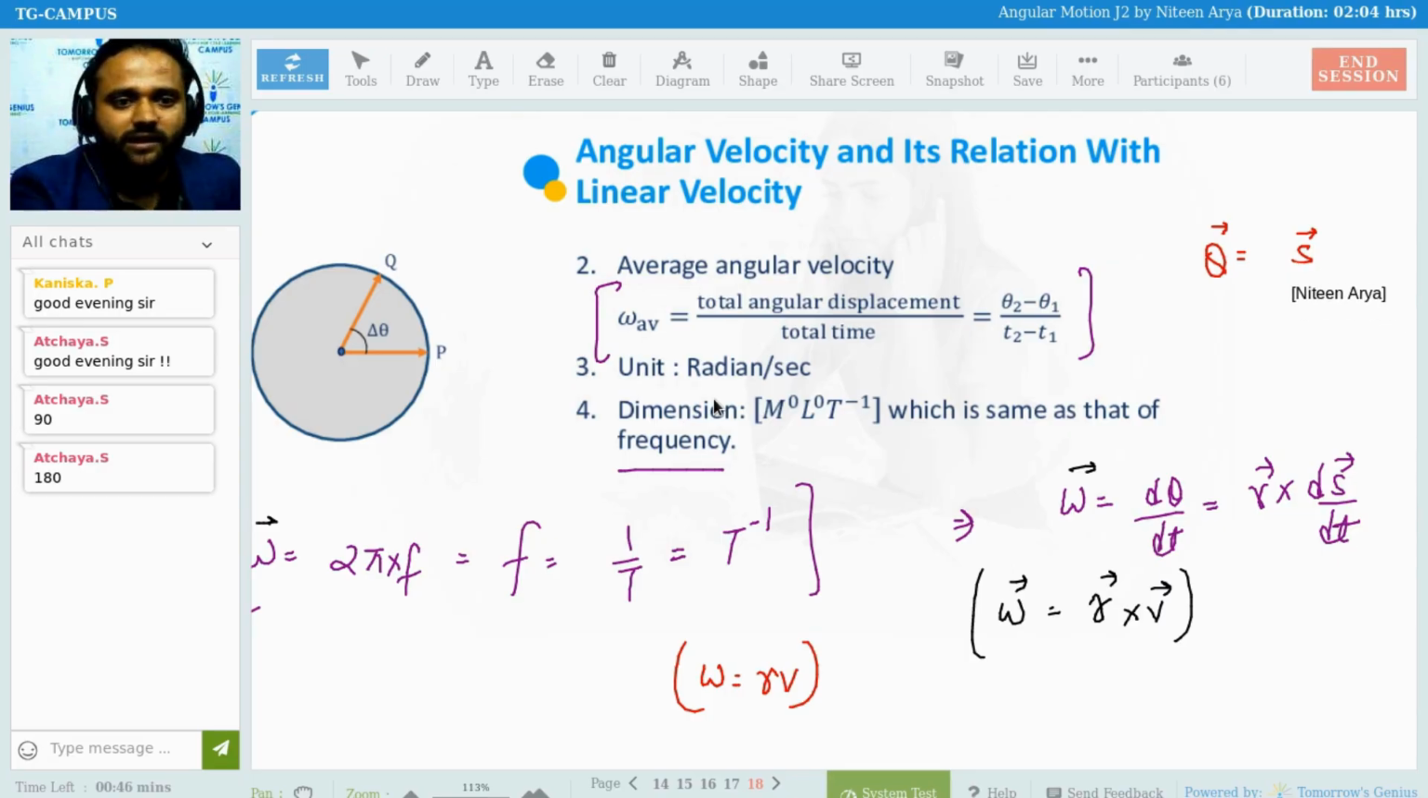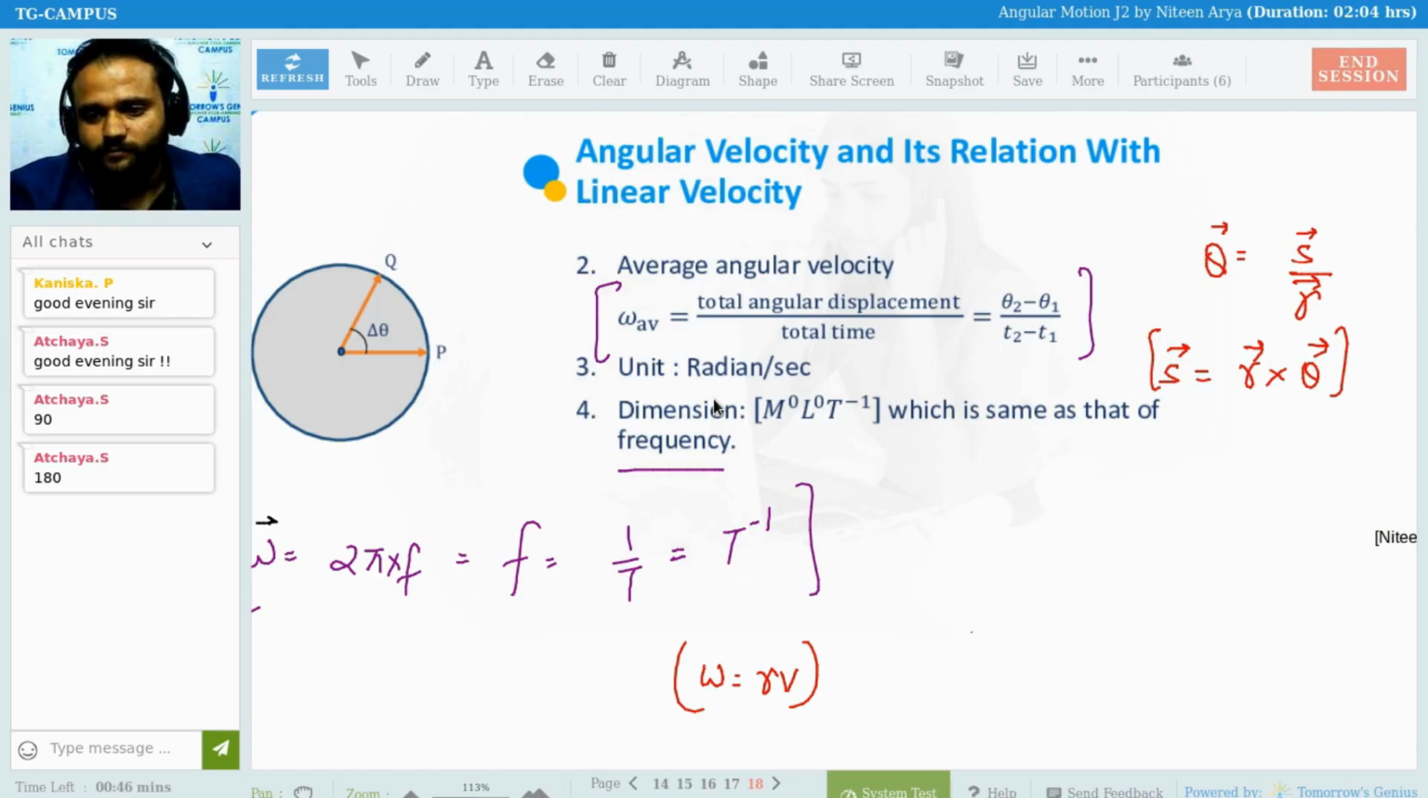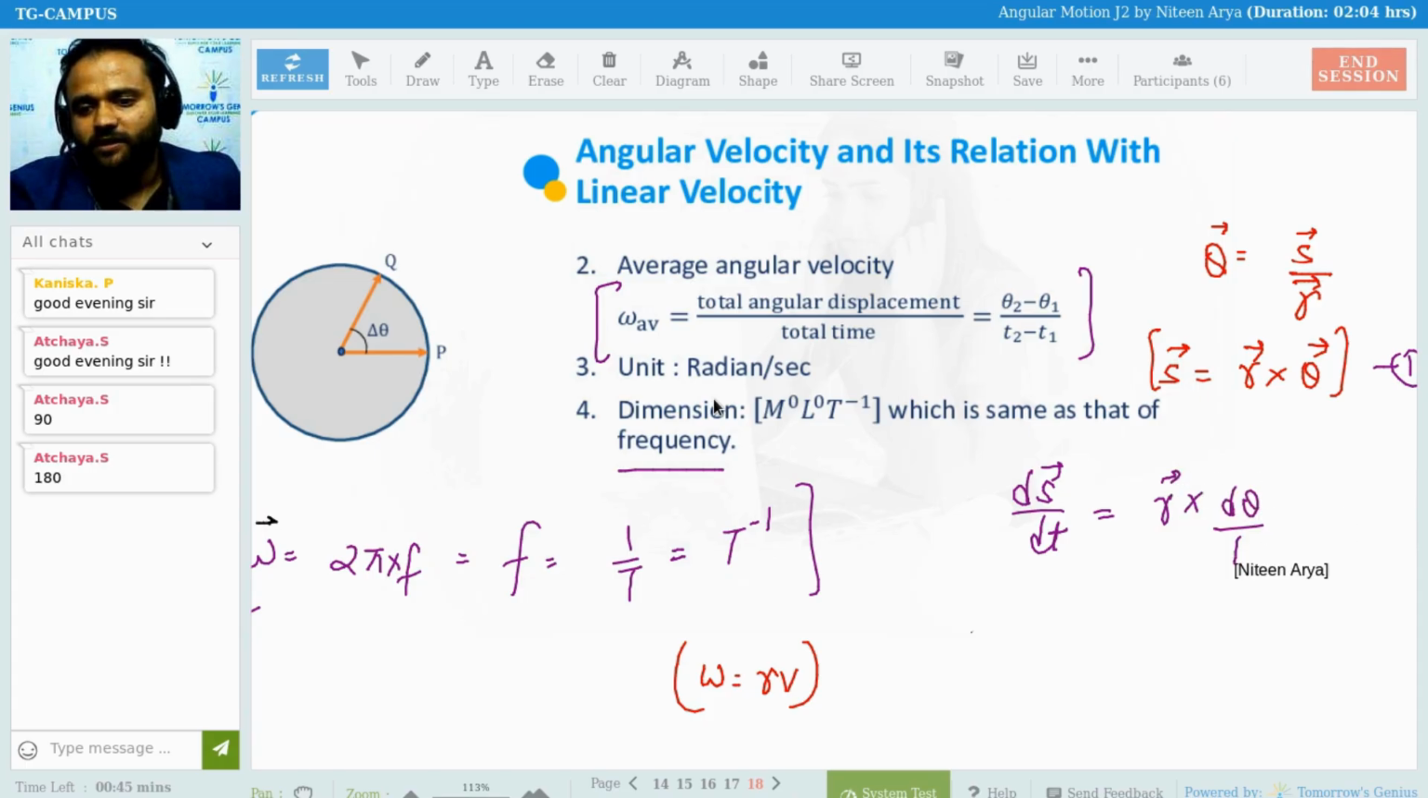This is my original relation. Okay? So from here I can get r cross theta. So then, beta, everything is going to change, and v is omega r. So this is my equation 1, and differentiate this equation: ds by dt. R is going to be constant, so r cross d theta by dt.